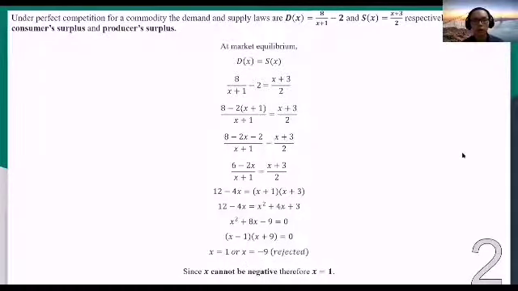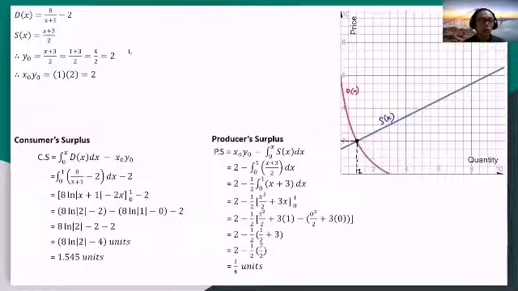Okay. Next, we need to find y0. y0 equal to x plus 3 over 2. Since just now we know that x equal to 1, so we sub 1 inside the x, and then we'll get y0 equal to 2. And x0 y0 equal to 1 times 2 equal to 2. Okay, now we can find the consumer surplus. The function for consumer surplus is integrate from 0 to x0 of D(x) minus x0 y0. So we integrate from 0 to 1, 8 over x plus 1 minus 2 dx, minus 2.